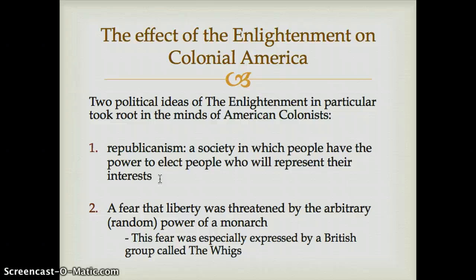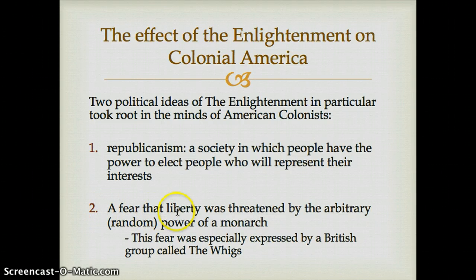And another idea that really took hold in the colonies was this fear that if a monarch had unlimited power and control, they could use that power to take away liberty and take away the rights of their subjects.